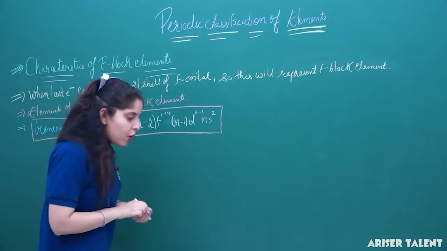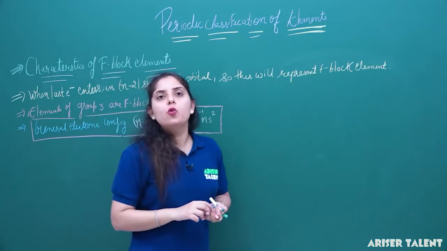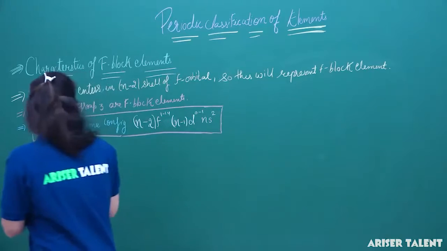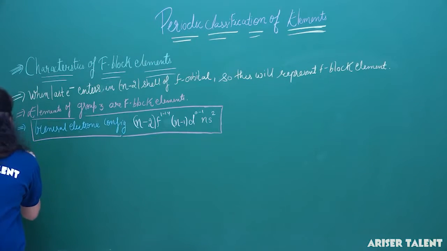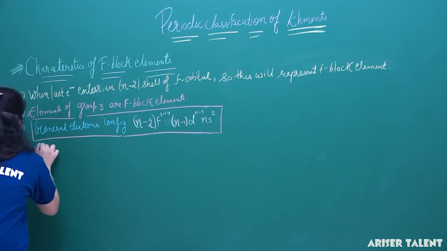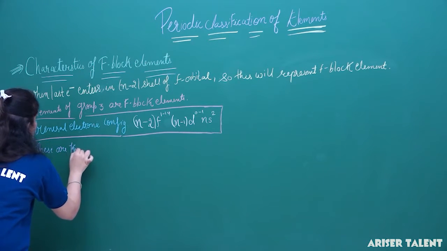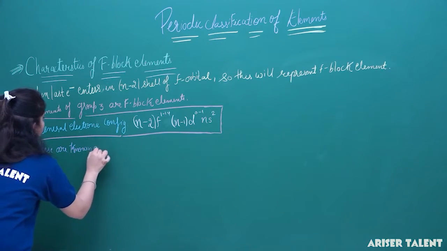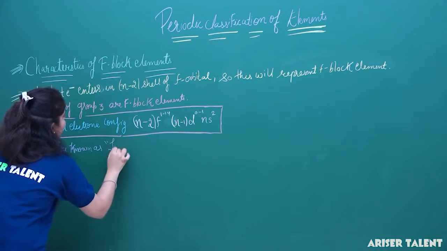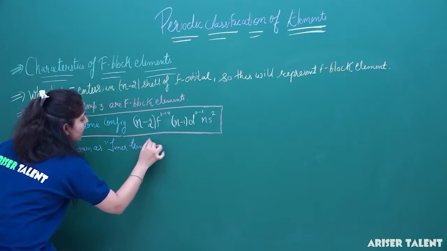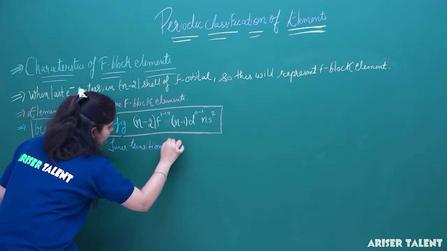Now, F block elements are basically known as inner transition elements. So, what will be another name of such kind of elements? These are known as inner transition elements. We will call it by the name inner transition elements.